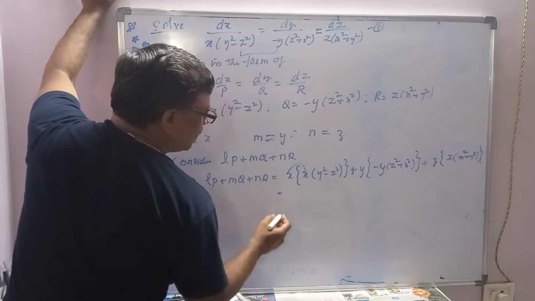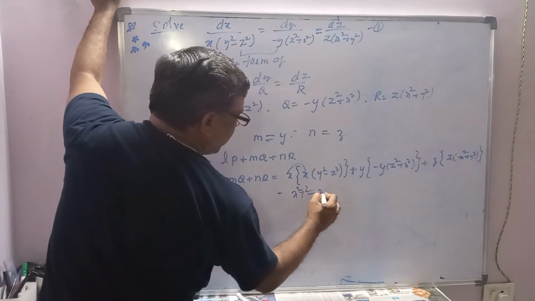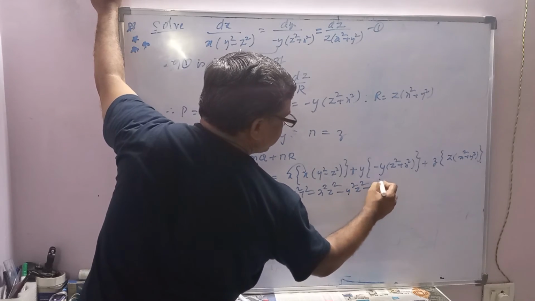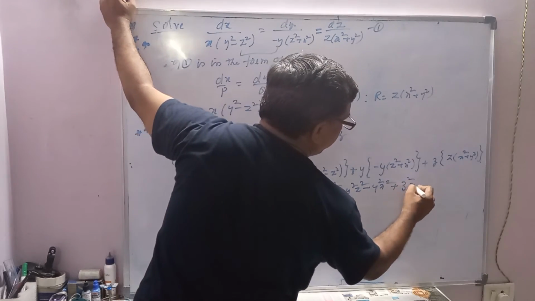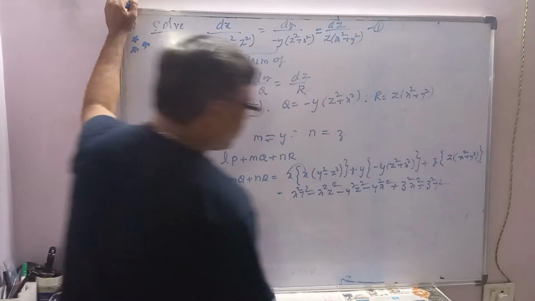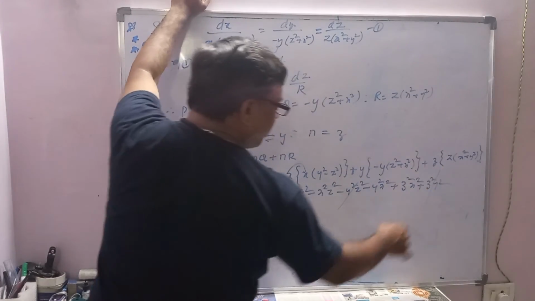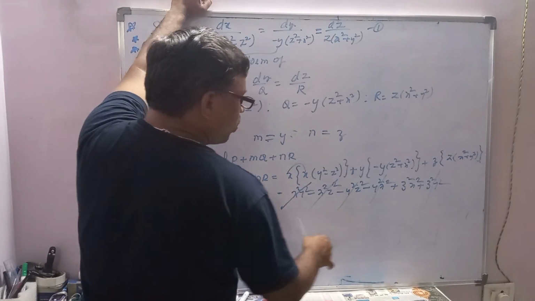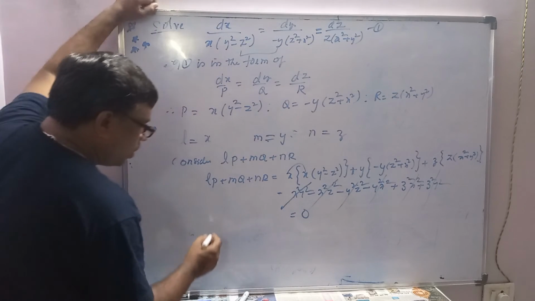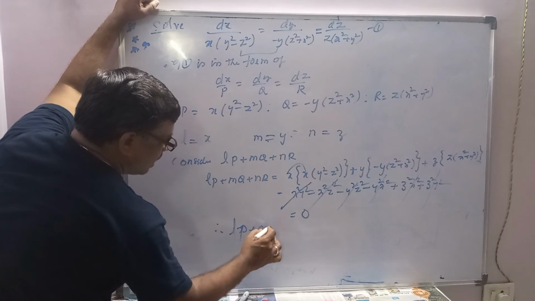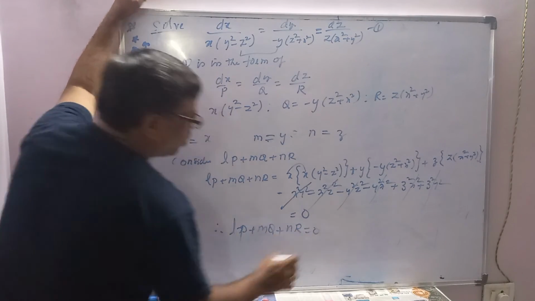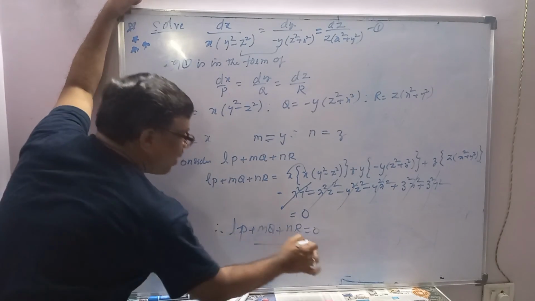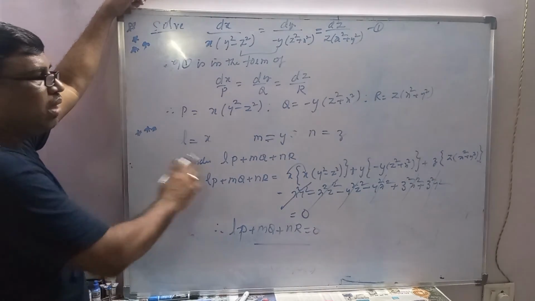Simplify: x times x gives x²y² − x²z², then −y²z² − y²x², plus z²x² + z²y². Here z²y² cancels, x²y² cancels, and x²z² cancels, and we get 0. Therefore LP + MQ + NR = 0. Remember, we have to choose L, M, N such that this value is equal to 0. This is very, very important.